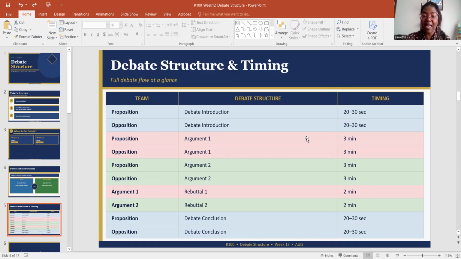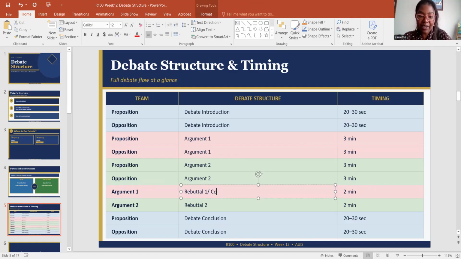I know you guys are going to be like, what? You have heard it before. Rebuttal is the same terminology, and I'm going to type it in here, counter argument, right? And the same thing over here, counter argument. There you go, all right?